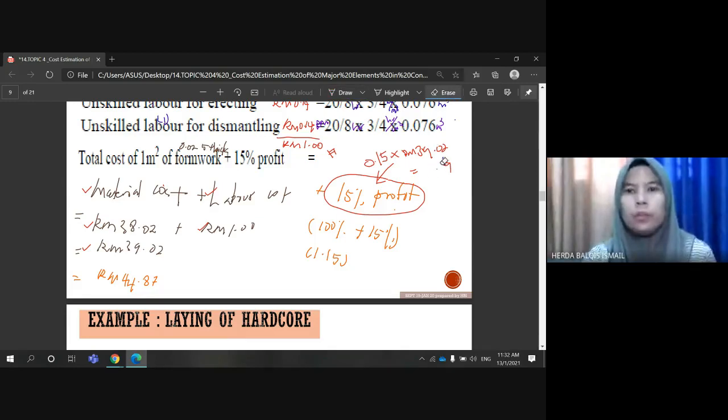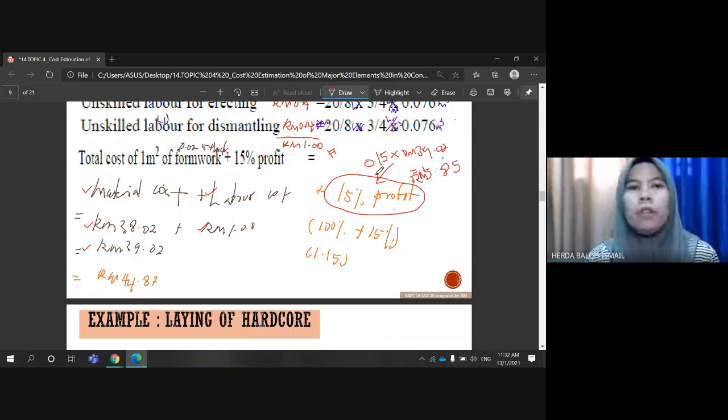Sorry, the value is 5 ringgit and 87 cents, which is 15% of the total cost. So total up the cost with the profit and you will get 44 ringgit and 99 cents. If the question asks for the profit only, you can calculate like this.